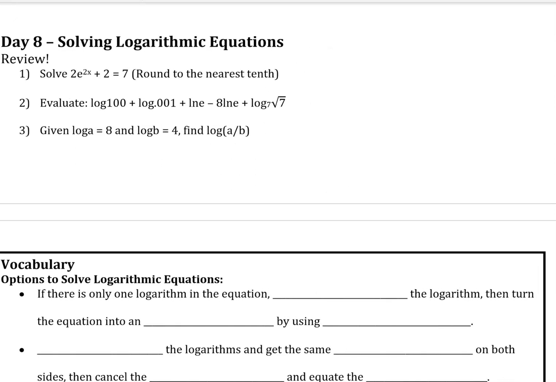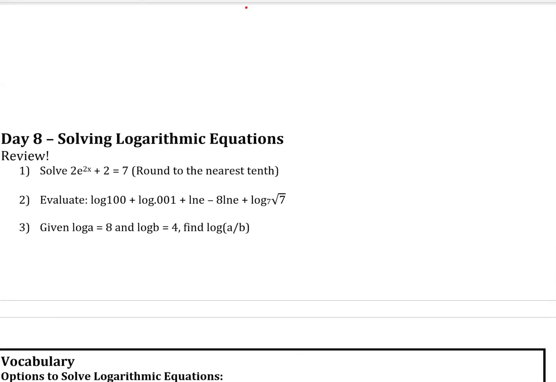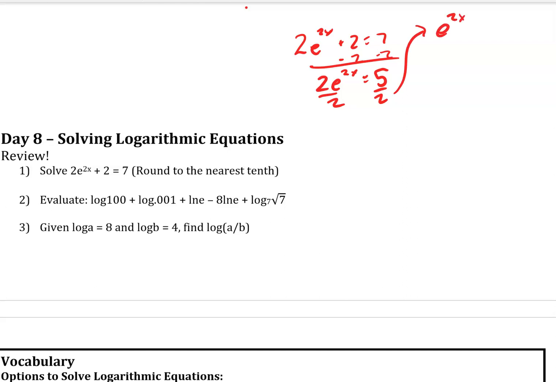So the first thing we're going to do is isolate our exponential to one side of the equation. So we have 2e to the 2x plus 2 equals 7. I'm going to subtract 2 from each side. So 2e to the 2x equals 5. I'm going to divide both sides by 2. So e to the 2x equals 5 halves, or 2.5 if you prefer decimals.